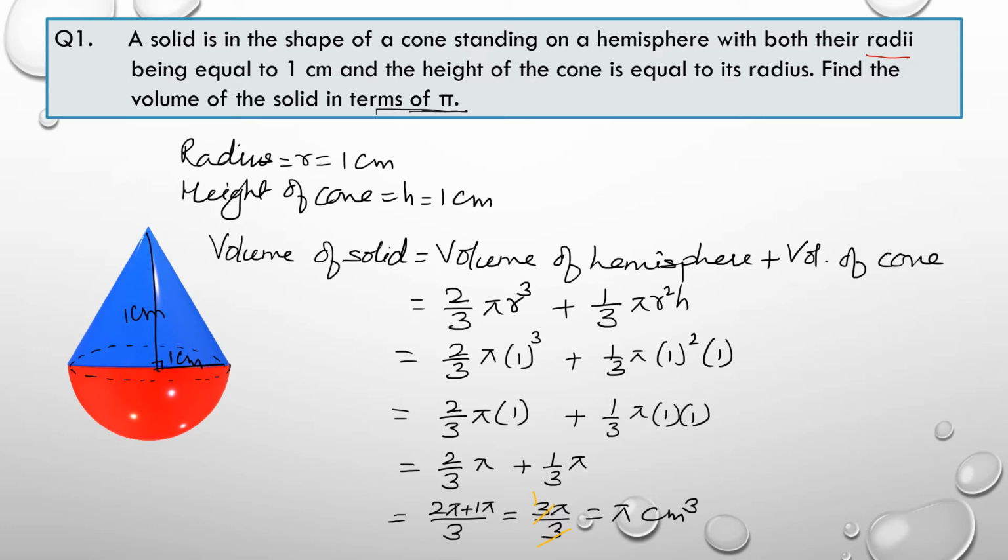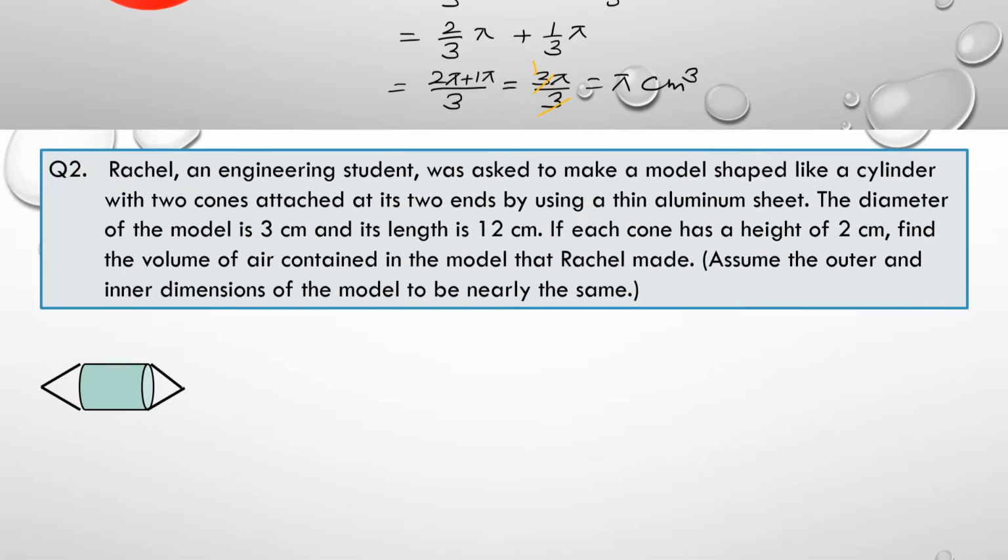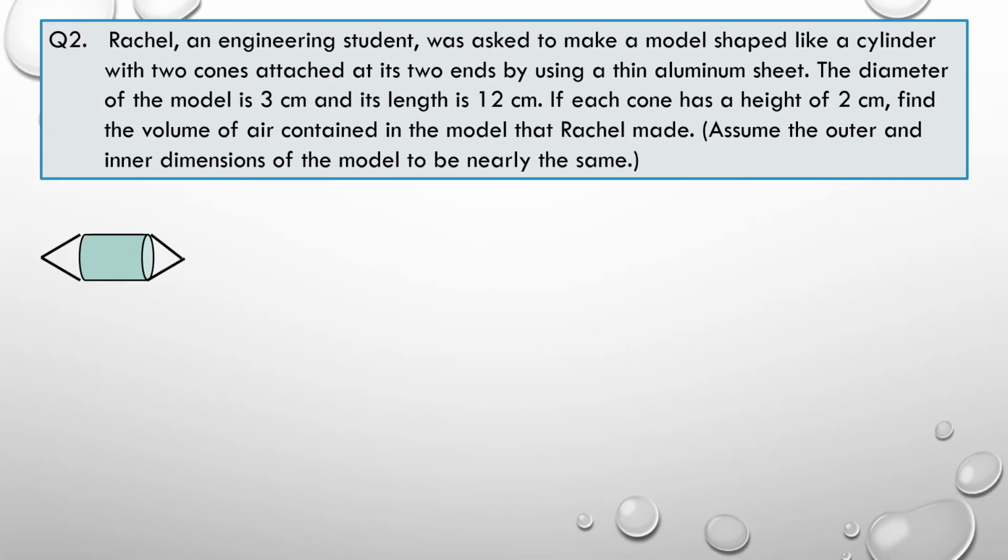Now let's do question number 2. Question number 2 is, Rachel, an engineering student, was asked to make a model shaped like a cylinder with two cones attached at its two ends by using a thin aluminum sheet. So this model is made up of a cylinder with two cones. You can see in the figure there are two cones, one on each end, and there is a cylinder, right?